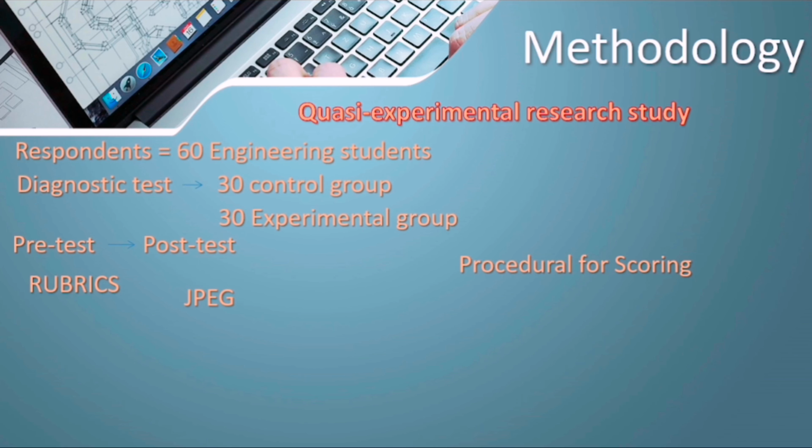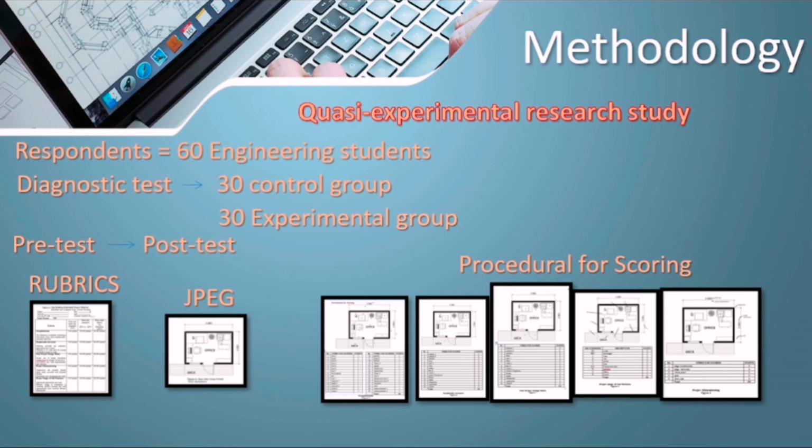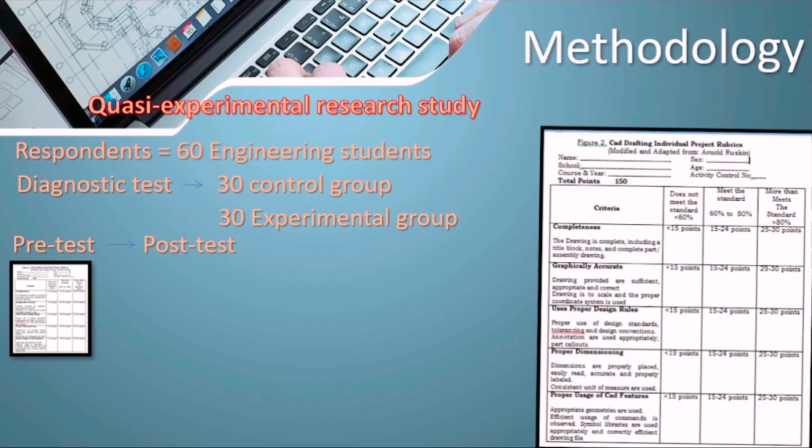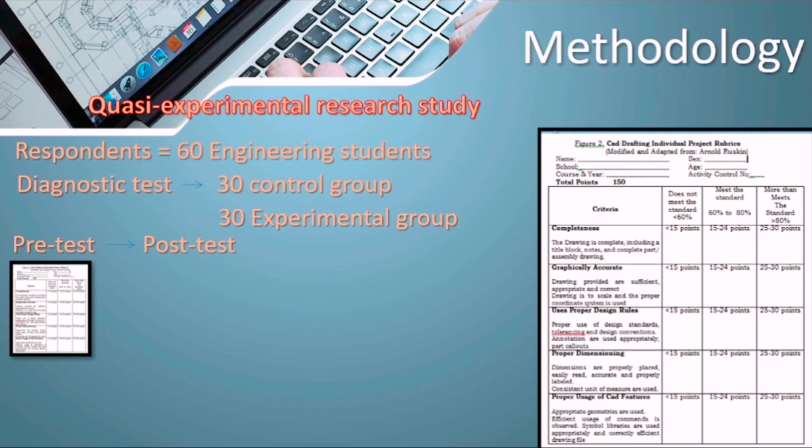Then we use these materials, a simple floor plan that you are going to draw in AutoCAD by use of the traditional method and the Xref method. So those are our materials. This is our rubrics. The criteria are completeness, graphically accurate, use of proper design rules, proper dimensioning, and proper use of CAD features. So for example, if they score 15 to 24, they meet the standards.